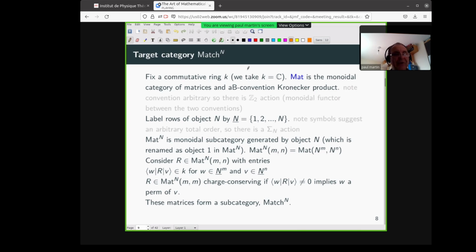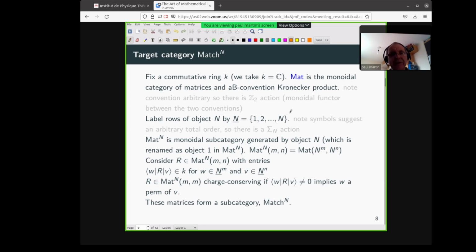In the same spirit, so mat is the category of matrices, so the objects of this category are the natural numbers telling us how many rows and columns our matrices have. So I'm going to label the rows of object n. So object n, that means there will be n rows. I'm going to label those rows by the symbols 1 up to n. Surprise, surprise. So that's a triviality. Again, that's just a convention.